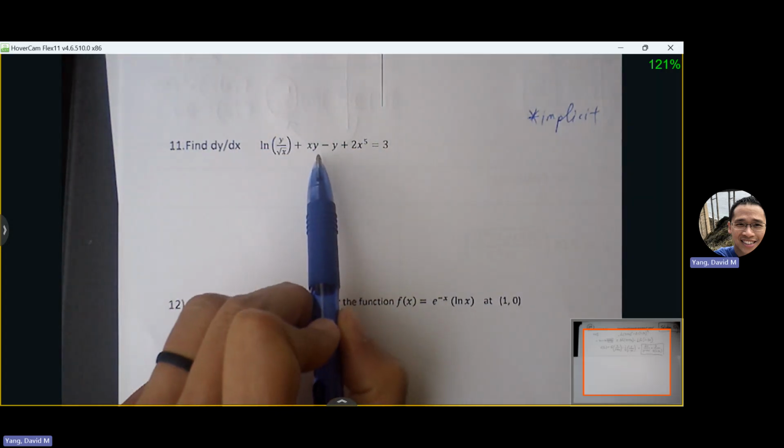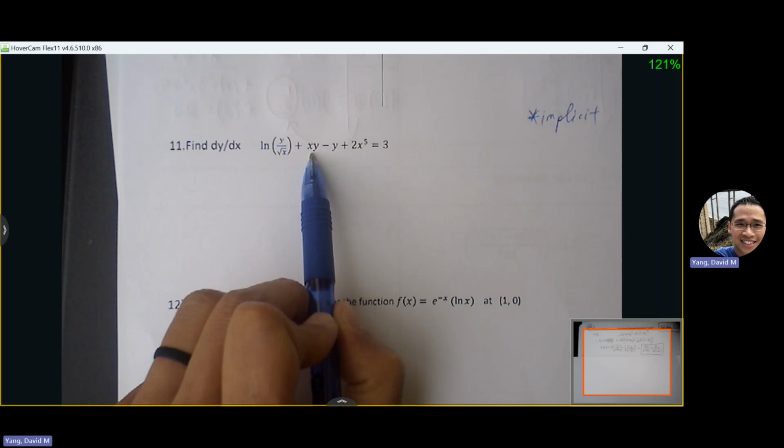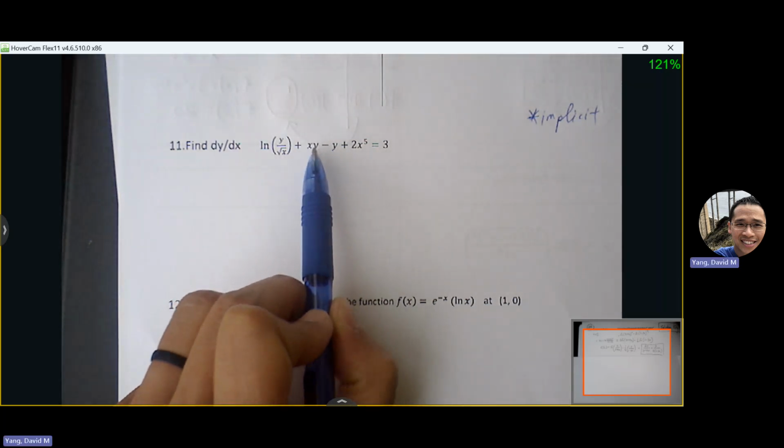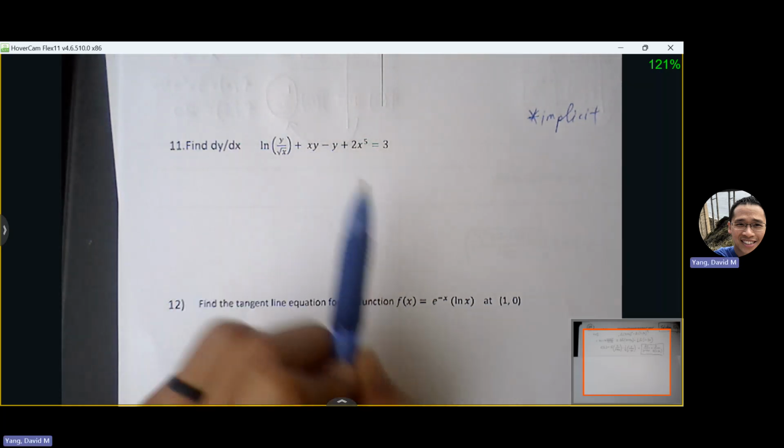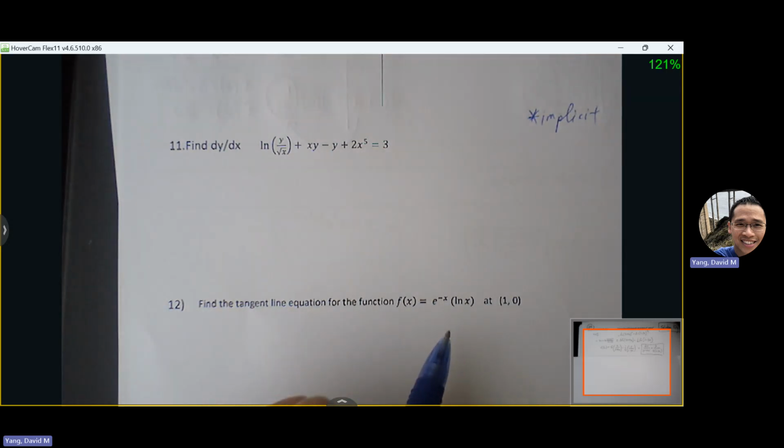Okay. What else do we want to make sure we are aware of? Yeah, product rule because of the xy. So we definitely have to make sure we do f prime g plus f g prime here. What else should we take care of?